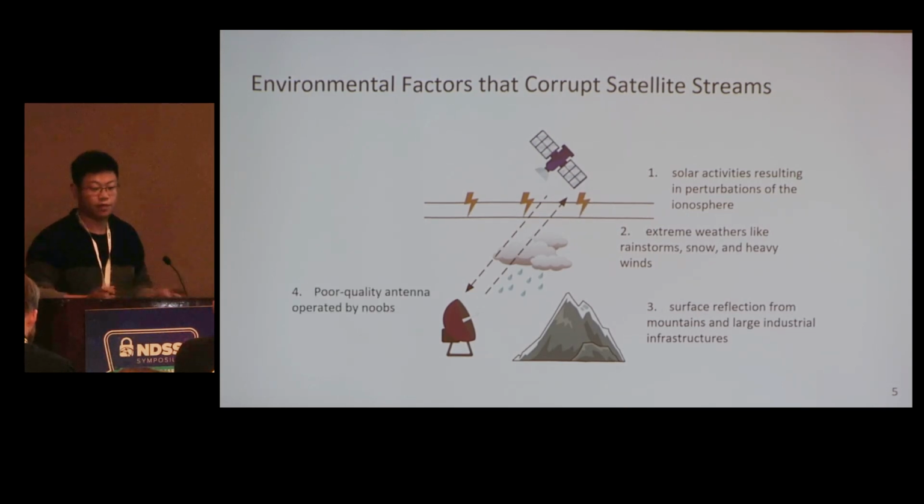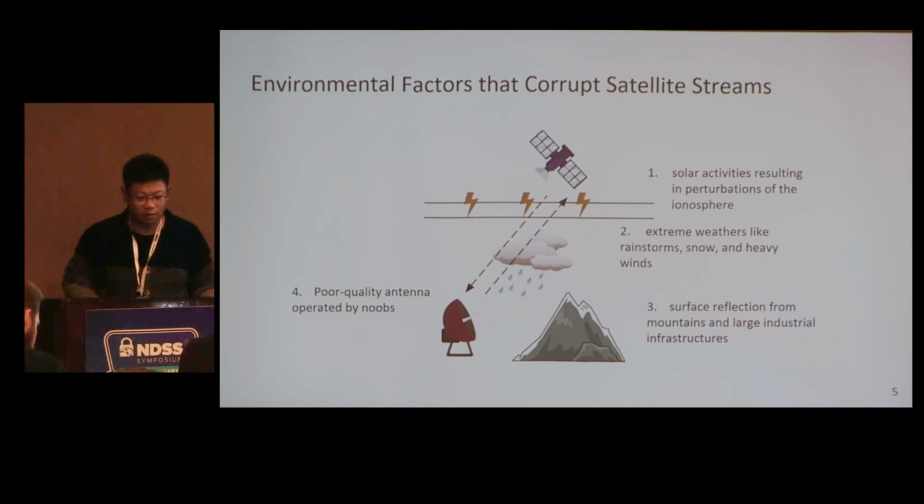And the last factor that can influence the quality of the radio signals that we eavesdropped on is the quality of the antenna, because we use some consumer grade products, and the quality of it is really bad. And it's also operated by noobs like me, so we don't know exactly how to play it perfectly. So we get some data, but it is corrupted.